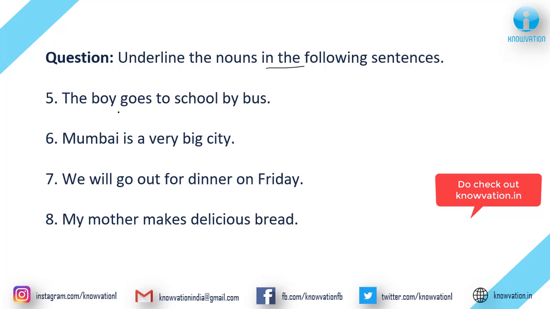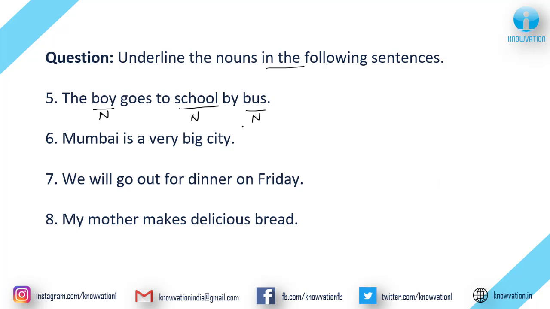So the first is the boy goes to school by bus. Friends, here boy is a noun, then school is again a common noun, and bus is also a common noun. Alright, so coming to the next one, Mumbai is a very big city. Again, very easy. Mumbai is the name of the city, so it's a noun. And city is a common noun, क्योंकि हम एक किसी particular के बारे में नहीं बात कर रहे हैं. City यहाँ पर दर्शाता है एक common noun, so it's also a noun.